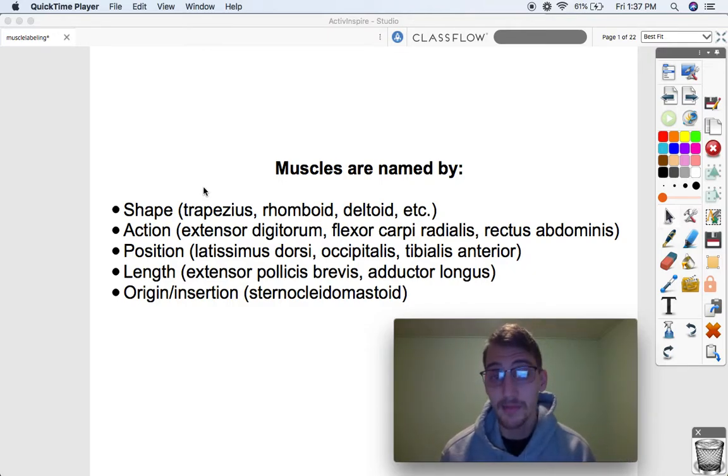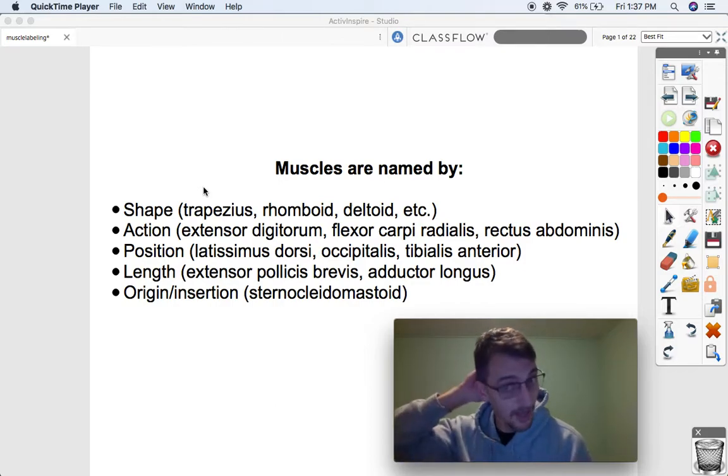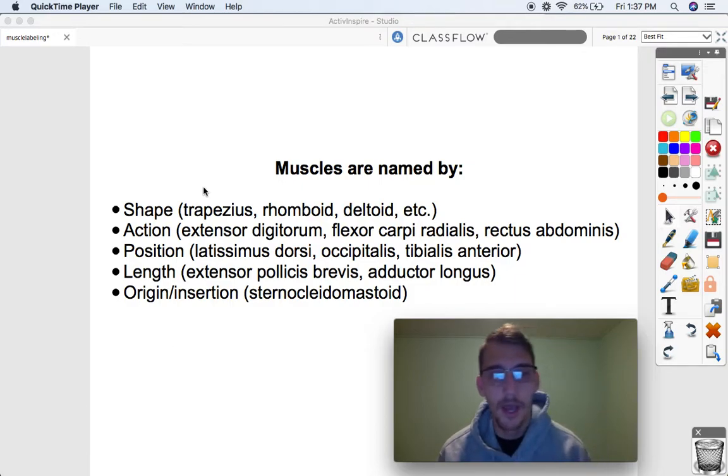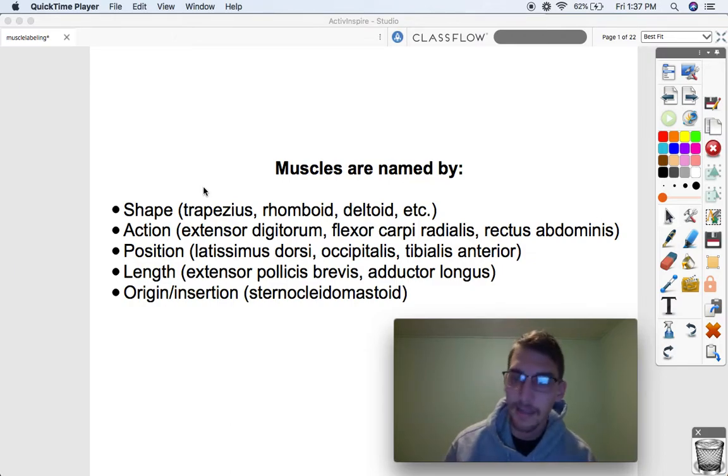Their position: latissimus dorsi. Dorsal means it's near your back. Occipitalis is in your occipital region. Tibialis anterior, it's by your tibia, and it's on the front of your body. So that's tibialis anterior, a muscle that belongs there. The length: brevis means short. Longus means, well, long. So the extensor pollicis brevis. Extensor means it extends. Pollicis refers to the pollex, so we're going back to Unit 1 or Unit 2 with our anatomical terms, and brevis means short. Adductor longus means it adducts, and it's long.